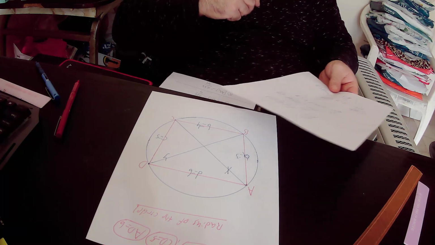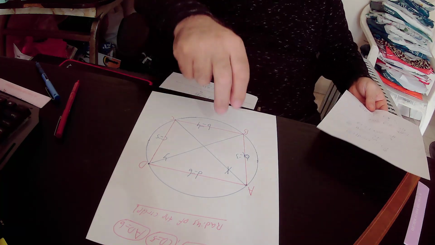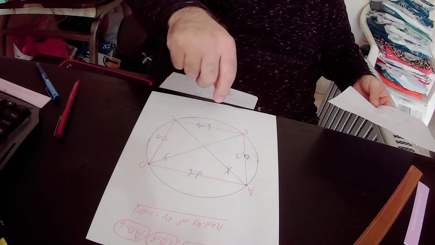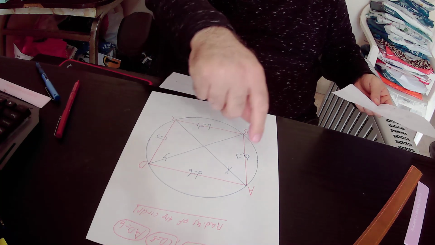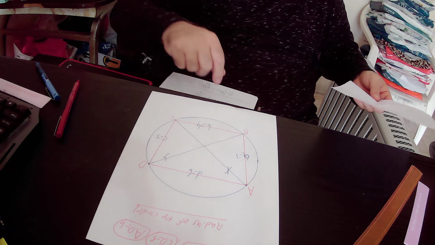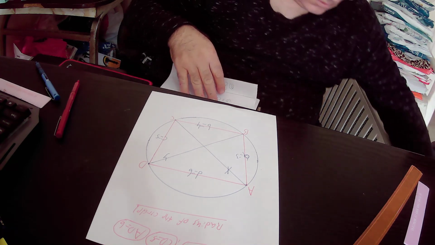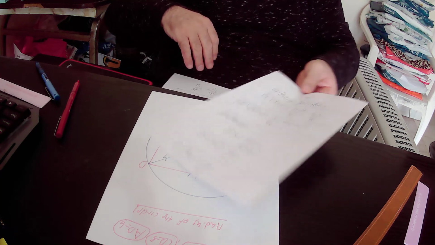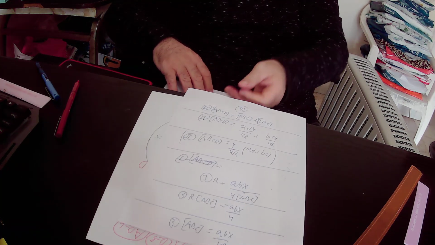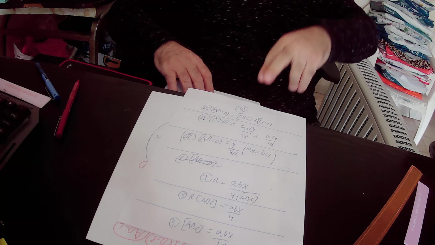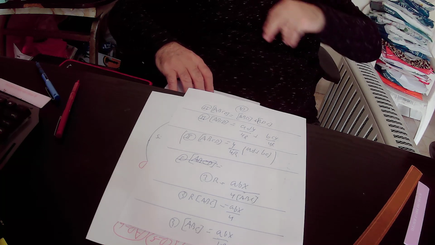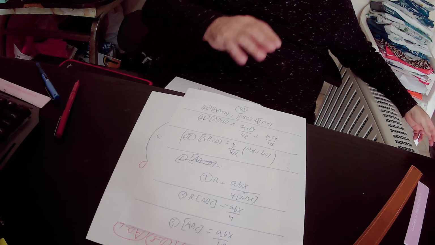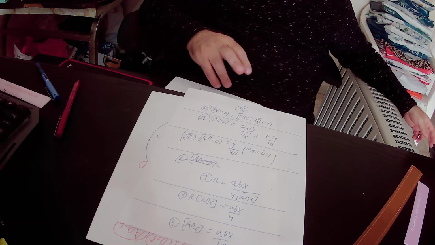Okay? So if we combine the area of triangle ABD with the area of triangle BDC, we will receive the area of quadrilateral ABCD. So according to equation number 2, the area of quadrilateral ABCD will be equal to the area of triangle ABD plus the area of triangle BDC, because quadrilateral ABCD consists of those two triangles, triangle ABD and triangle BDC.